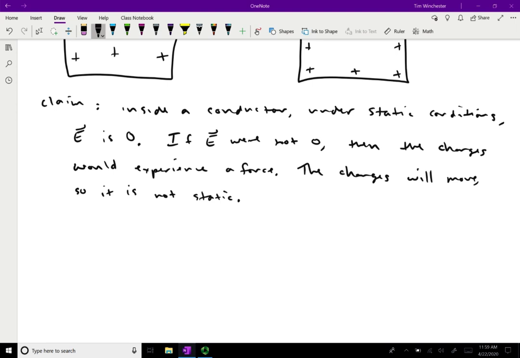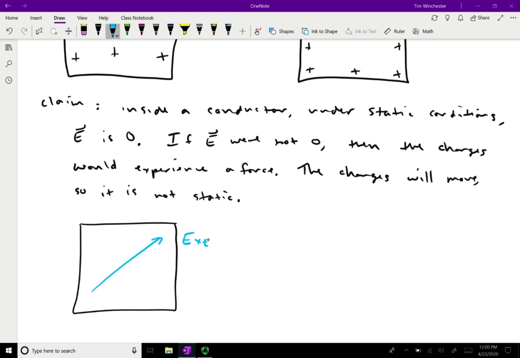So the way that I like to think about it is, let's say that we have a conductor like this. And let's say that there is some external electric field that is inside the conductor. So not caused by charges in the conductor, but caused by something else in the environment. So there's some electric field that's not zero.